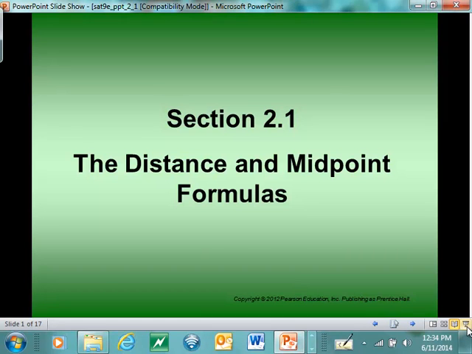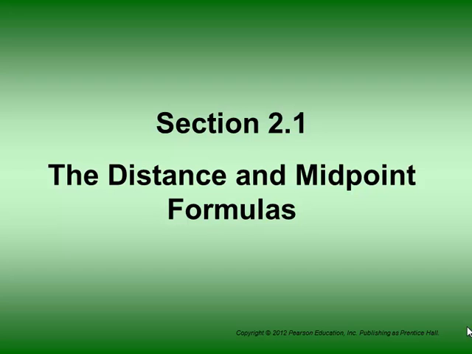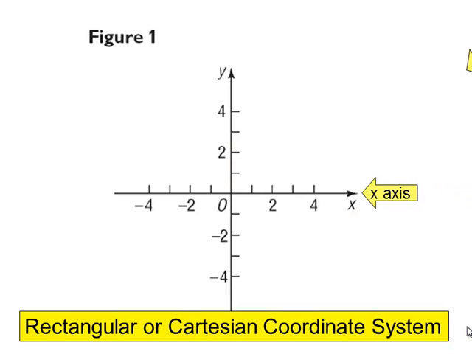We are now done with chapter 1, and we will move to chapter 2, starting with section 2.1. Going to re-familiarize you with the two-dimensional coordinate system, sometimes called the Cartesian coordinate system or the rectangular coordinate system.